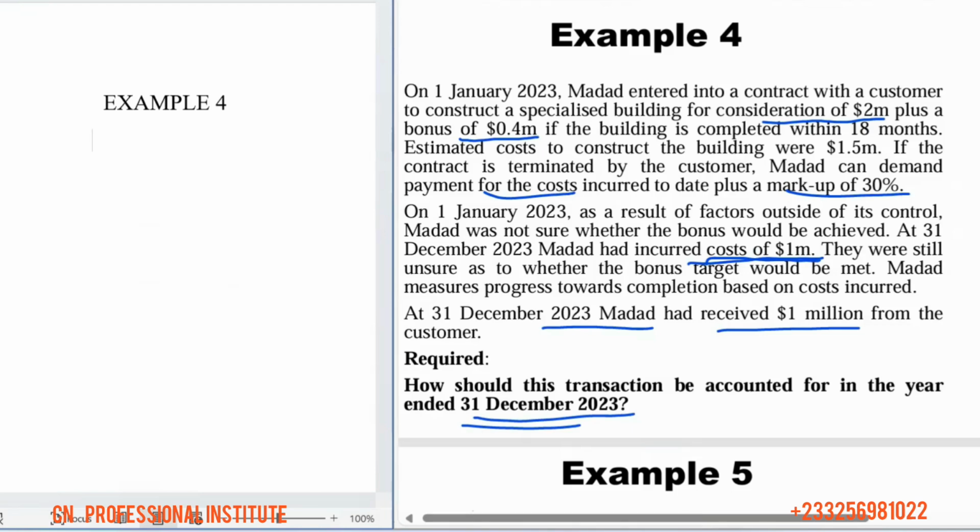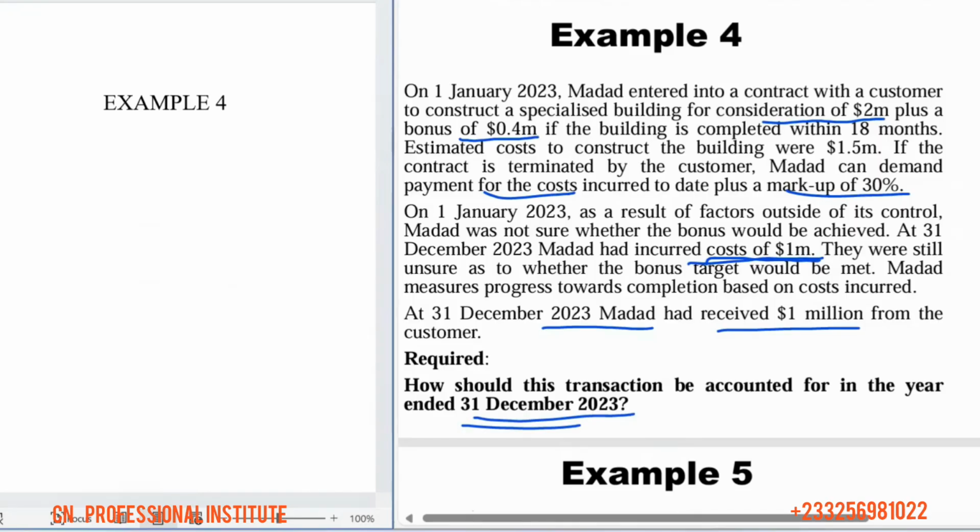0.4 million variable consideration. And it says that will be received only when they're able to finish building within what? 18 months, right? But as we read the question, we realized that they were not sure. This is as a result of factors outside their control. They are not sure if they will meet the target, right? So we are not going to record the 0.4 million. We looked at this in the previous videos, right?